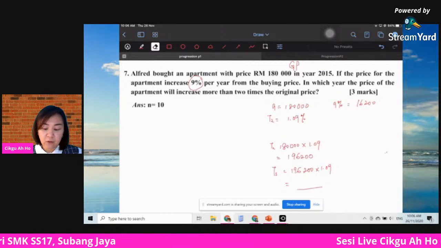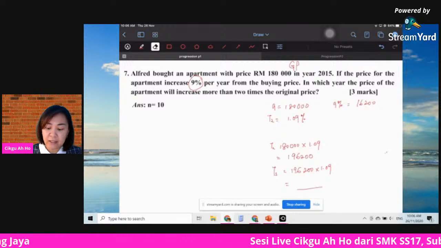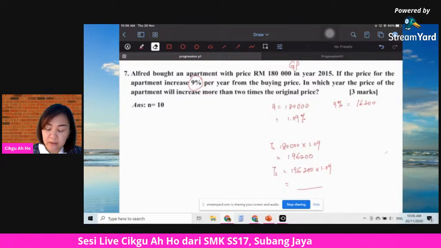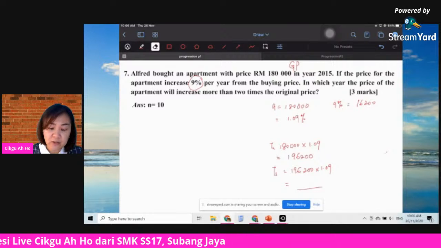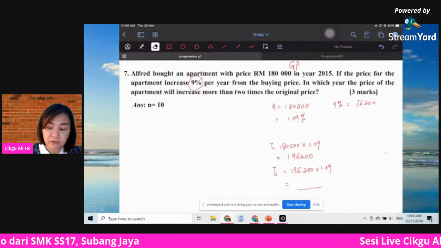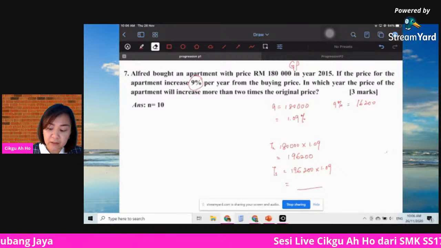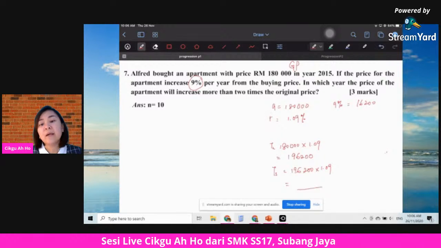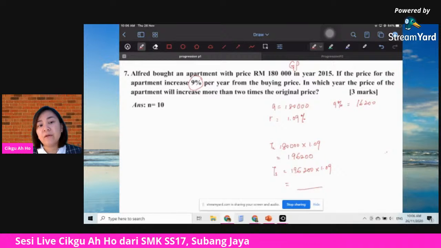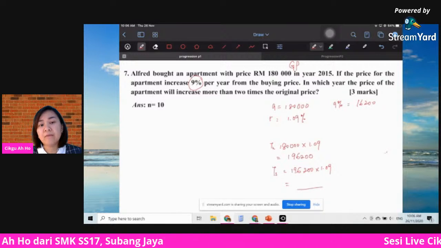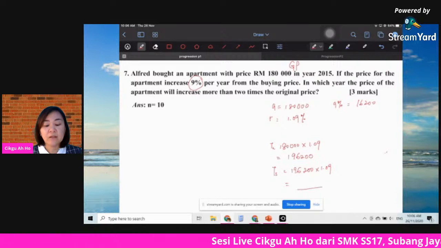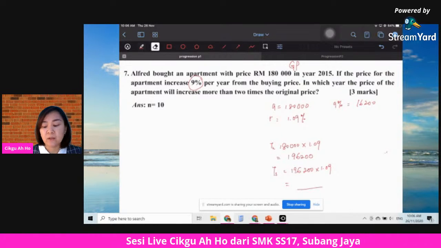Okay, so we proceed. We already know that A is 880,000... this is your R. R is 1.09, because every year it increases 9% from the previous year, so we need to add 1. So it's 1.09. Okay, so the R is 1.09.